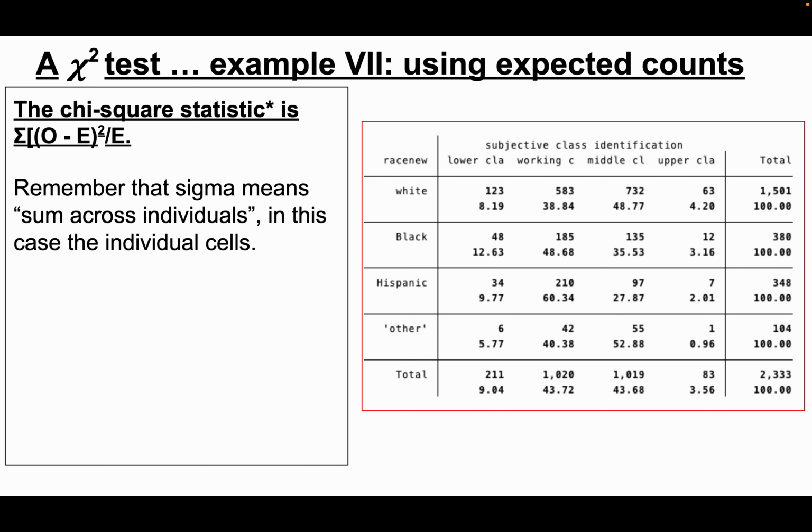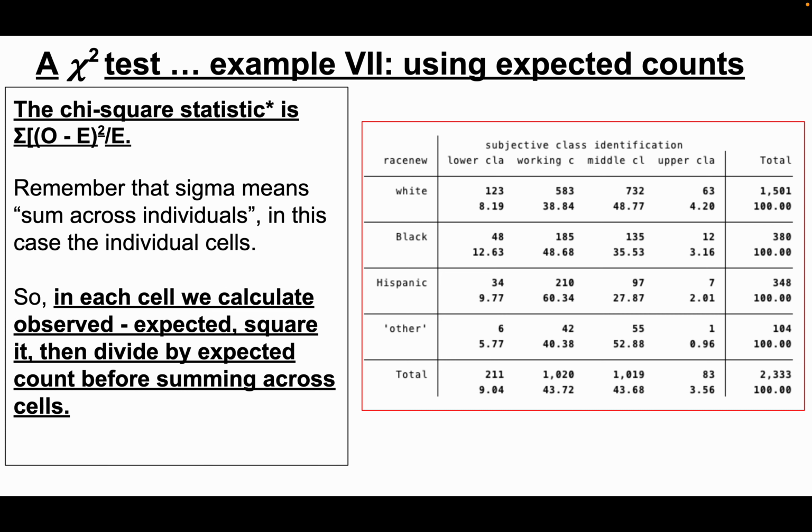So the chi-square statistic that we're hoping to get is this. It's sigma, which means to sum over a bunch of variables or a bunch of anything that's got an index. Here I don't explicitly put the index in. When you don't have an explicit index, which is bad notation, but it's kind of hard to do in Google Slides, what that's telling you to do is just sum over whatever the obvious thing to sum over is. Here that would mean cells. So in each cell, we're going to calculate the observed minus the expected, square it, then divide by the expected count before summing across cells.